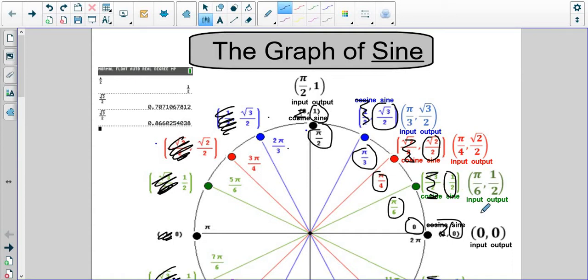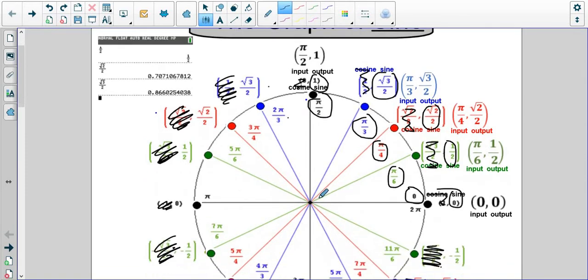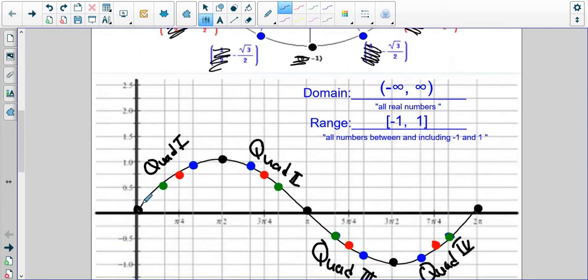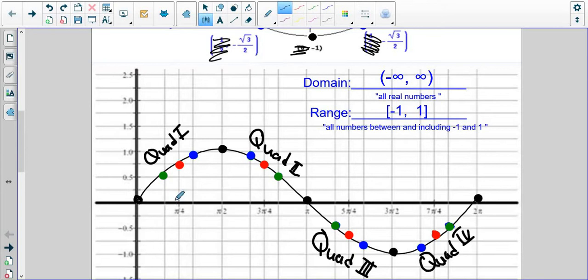So when we graph these points, we're just simply going to graph them on the graph paper. Also notice that when we do this, the values keep repeating. So let's just take a look at the first quadrant. So 0, 0, and so on. 0, 0 is right here. This is pi over 6, this is pi over 4, this is pi over 3, this is pi over 2, this is 2 pi over 3, and so on.